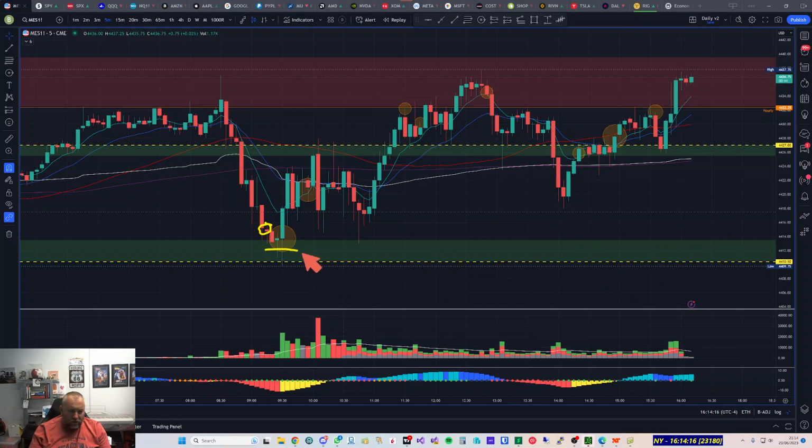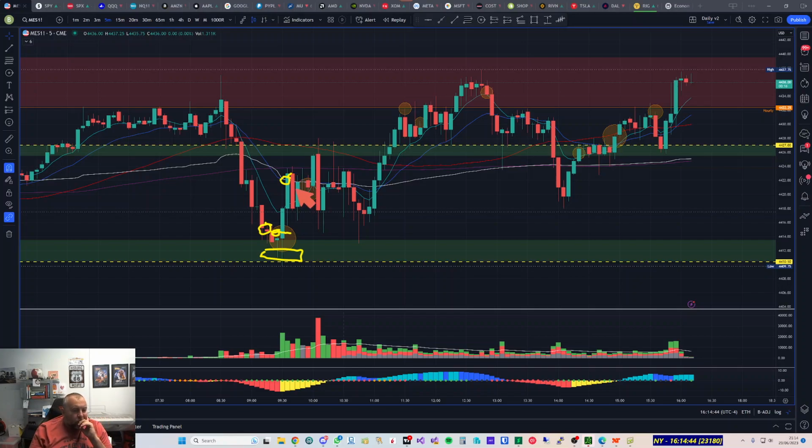That's the area I was watching here, and because it's so close to the open, I didn't want to take it with a full size, or I didn't really want to take it with a small size. I wanted to wait for confirmation, and so what I did, I waited for the break of that candle there to confirm it's a buy setup. So I got in with just a small start position, and my out was at the VWAP.